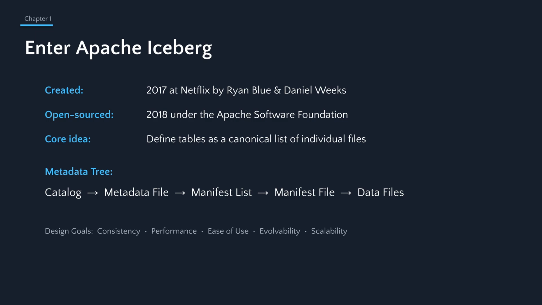Enter Apache Iceberg. Created at Netflix in 2017 by Ryan Blue and Daniel Weeks, Iceberg took a fundamentally different approach. Instead of tracking directories, it tracks individual files. This one change unlocked everything. ACID transactions, time travel, schema evolution, partition evolution, and much more.